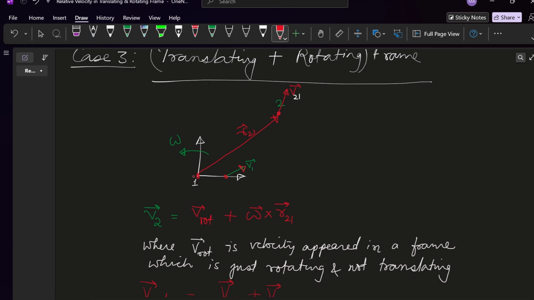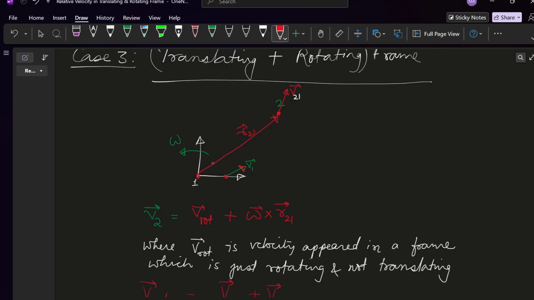Let's assume one frame which is only rotating but not translating. So basically we have three frames here. One frame is the fixed frame. Another frame is just the rotating frame. All these are coincident. And the third frame is the rotating plus translating frame.